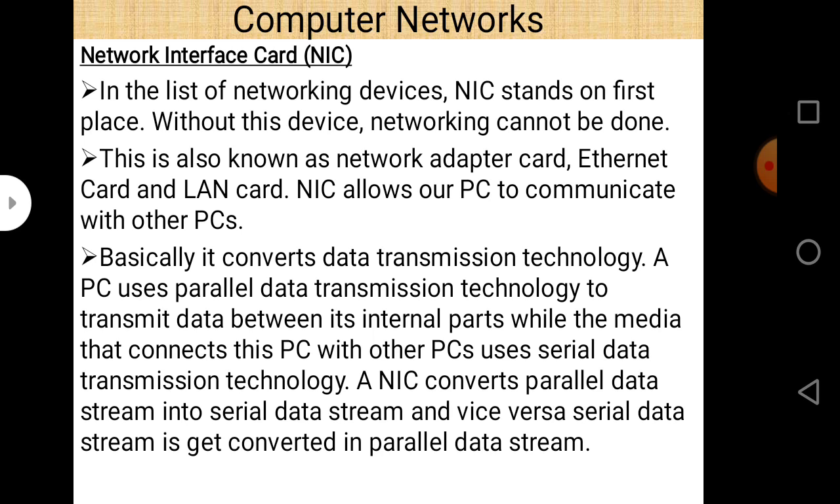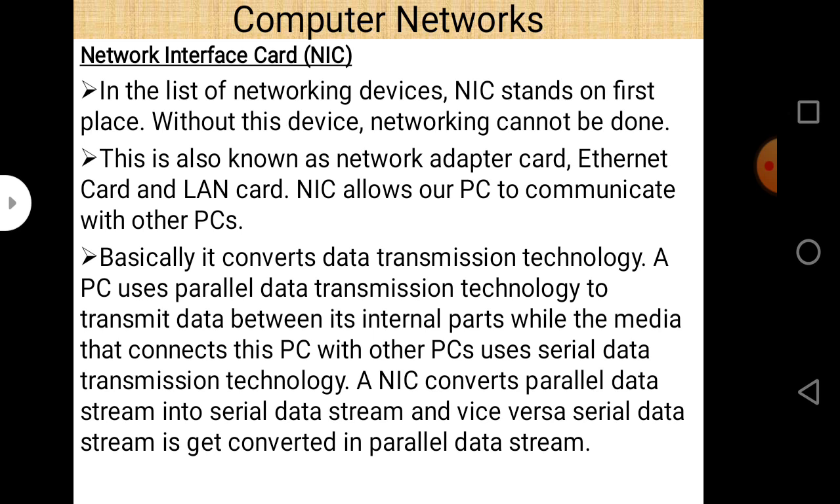First of all, it stands for network interface card. Second, it is a networking device. Third, it is also known as network adapter, Ethernet card or LAN card, and it allows a PC to communicate with other PCs. As far as technology is concerned, parallel data transmission is used within the computer system or PC, and from one computer system to another system, serial data transmission technology is used.